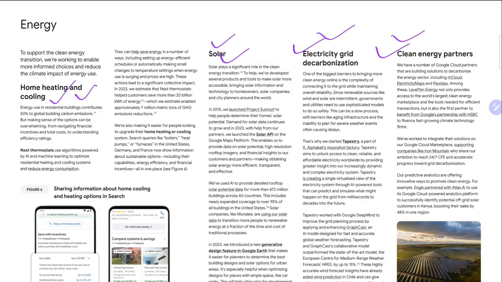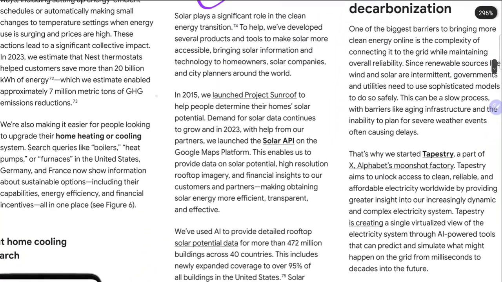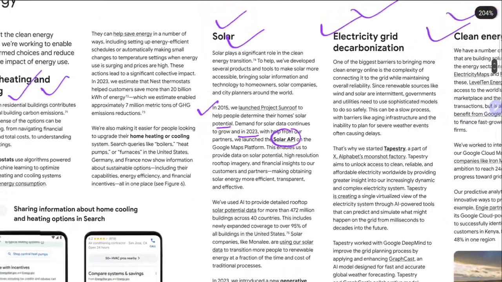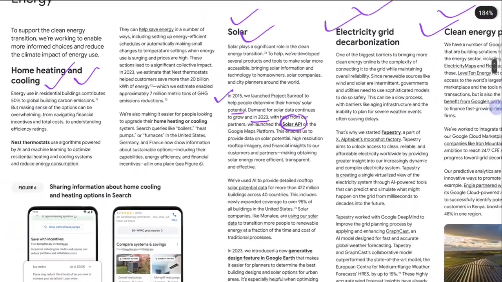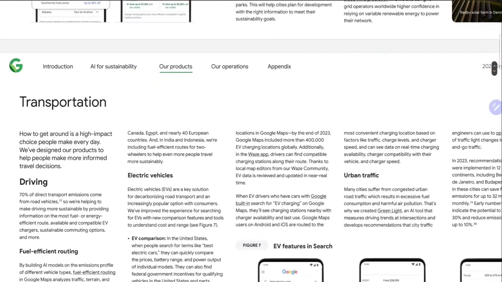Here, let's say related to solar itself, the company is saying in 2015 we launched Project Sunroof to help people determine their home solar potential, and demand for solar data continues to grow. In 2020, with the help of our partners, we launched the Solar API on the Google Maps platform. So there is a very interesting update. You can utilize this information to learn about what Google is doing with respect to environmental sustainability initiatives within the energy sector.